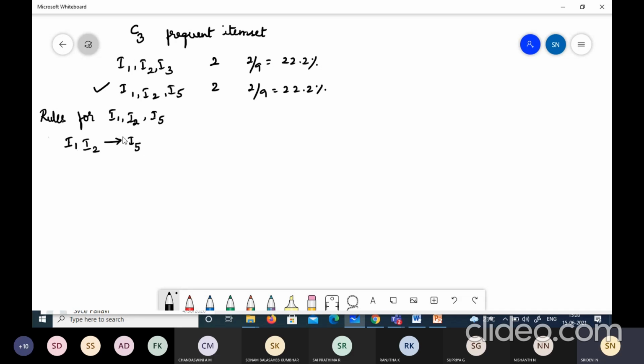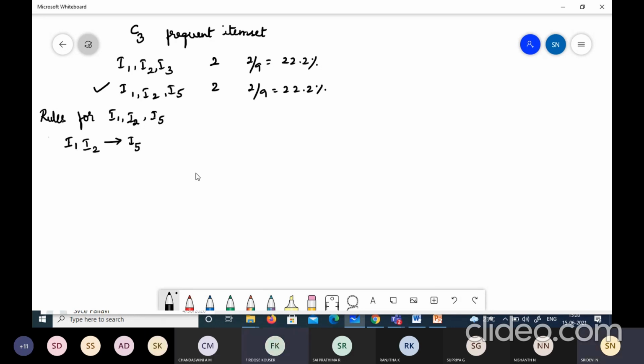Then after forming the rules, we should find the confidence. And if the confidence is less than 70, then we will reject it. So that particular rule won't apply. Whatever we thought is wrong, that rule won't apply. Am I audible and is the screen visible?